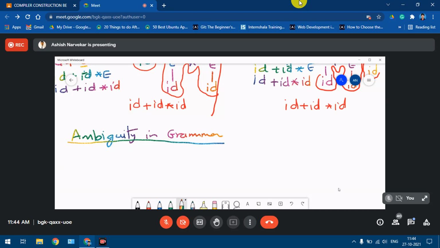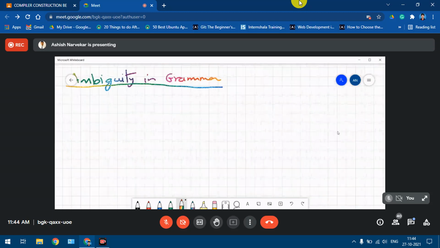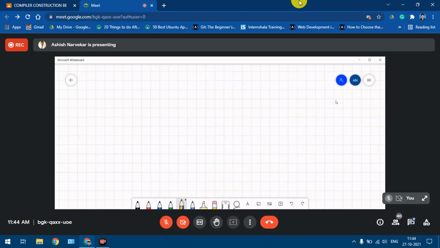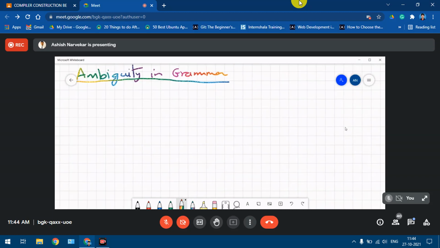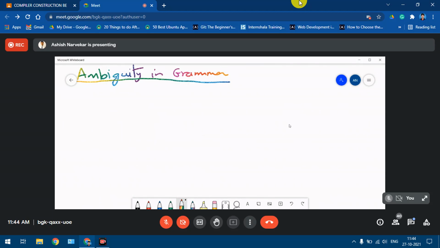Okay. So there are two things that we need to focus on today. First thing is the type of problem wherein we need to check whether the given grammar is ambiguous or not, and the second one is removing the ambiguity. Okay. So first thing we'll do is take up some problems to check whether the grammar is ambiguous or not. Okay.